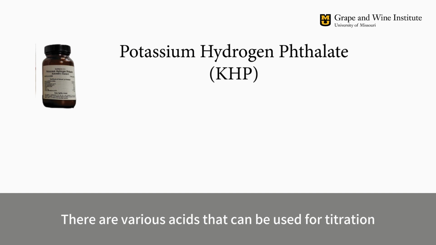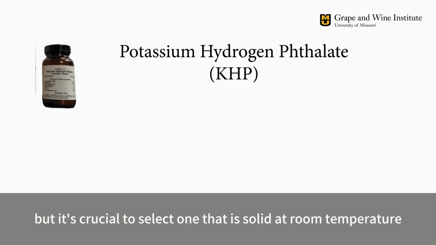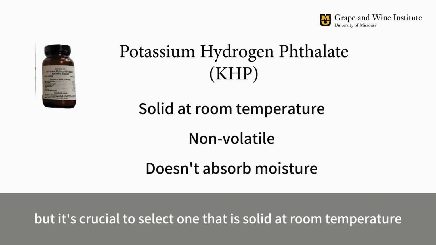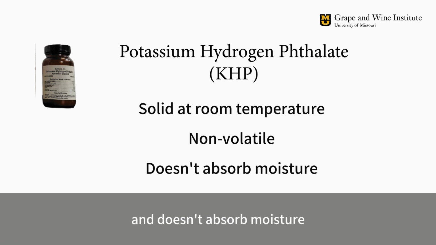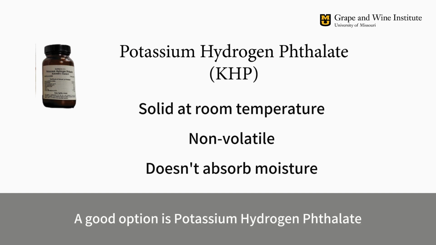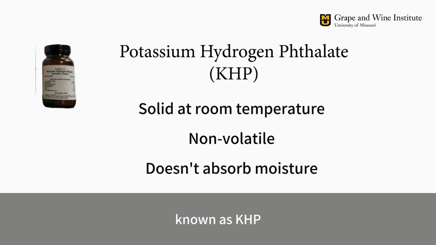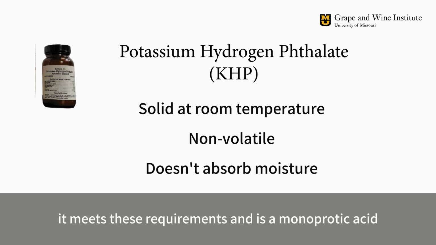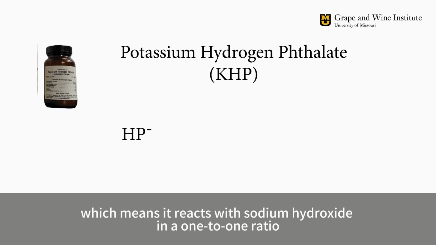There are various acids that can be used for titration, but it's crucial to select one that is solid at room temperature, non-volatile, and doesn't absorb moisture. A good option is potassium hydrogen phthalate, known as KHP. It meets these requirements and is a monoprotic acid, which means it reacts with sodium hydroxide in a 1-to-1 ratio.